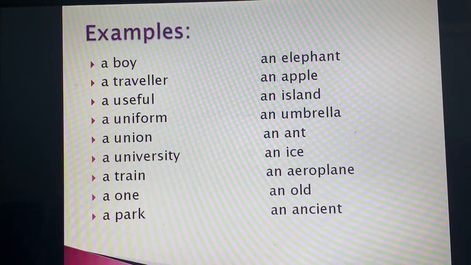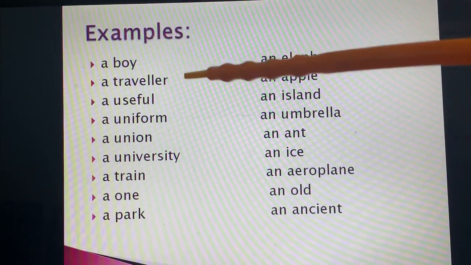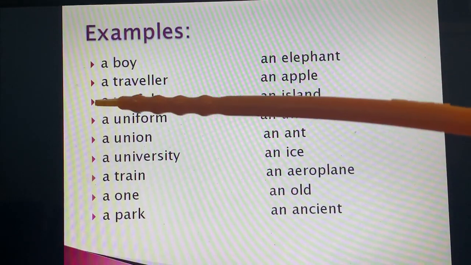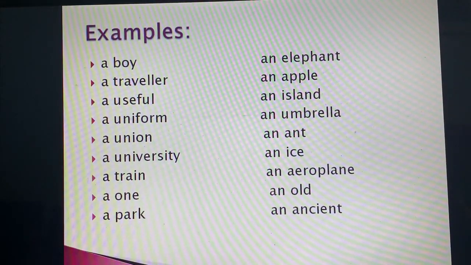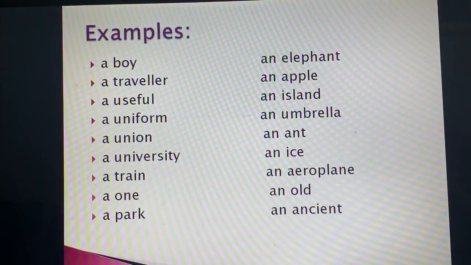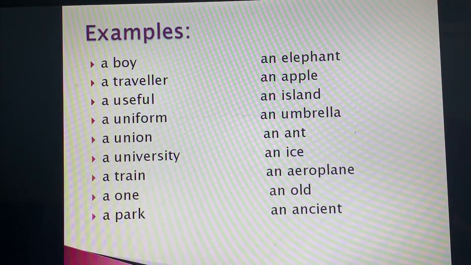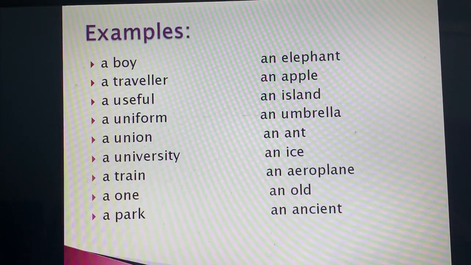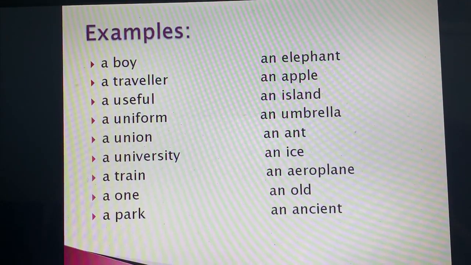Now look at the examples. A boy, a traveler, a useful. Now over here is a vowel U. Why haven't we used an over here? Because it is starting with ya. Useful. A uniform, a union, a university. Fine. A train, a one.